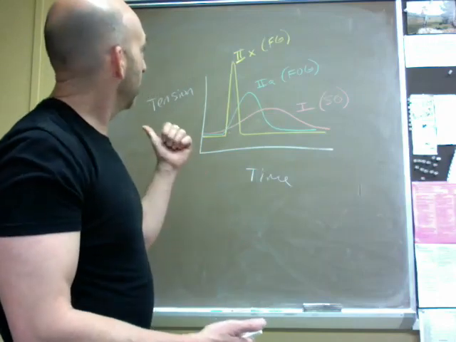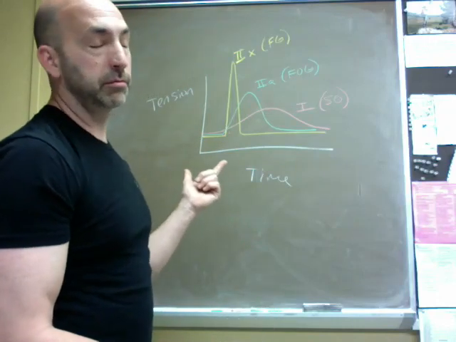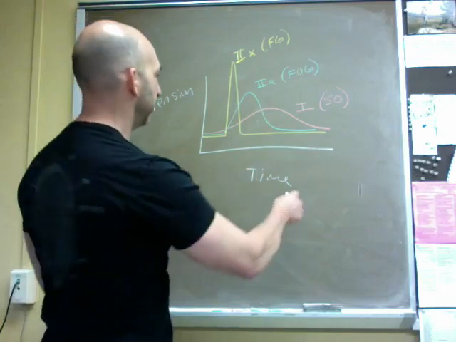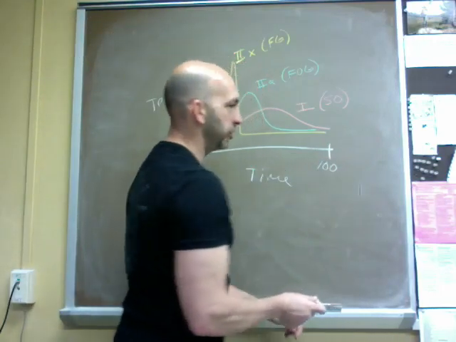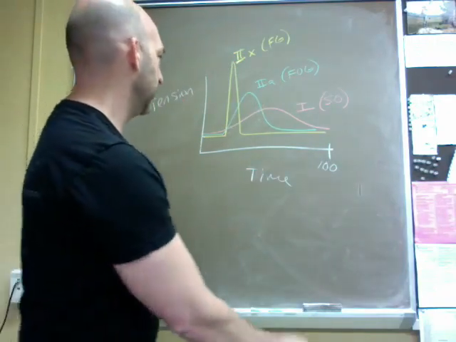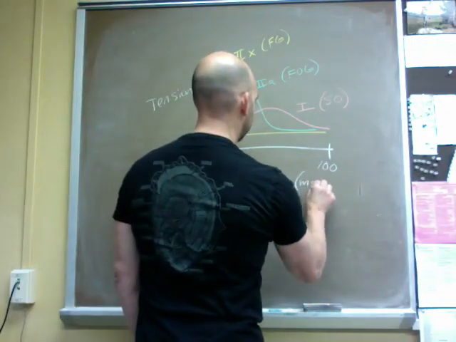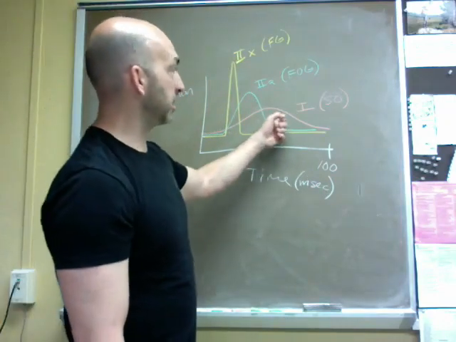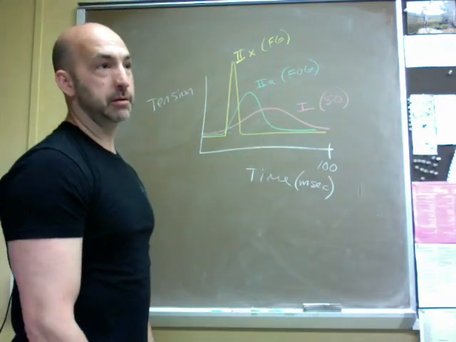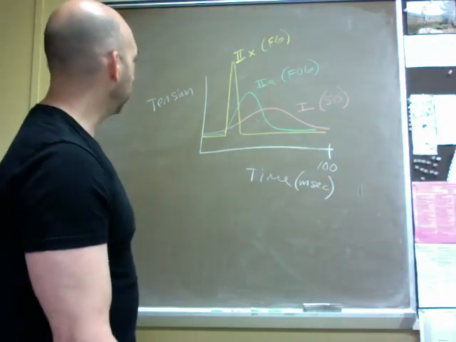Okay, so remember we had said that individual twitches really don't do much work because if we put a time scale on here, 100, maybe a little bit more than 100 milliseconds, or 1/10 of a second, and that's for the longest duration twitches. So not many things we do that quickly.